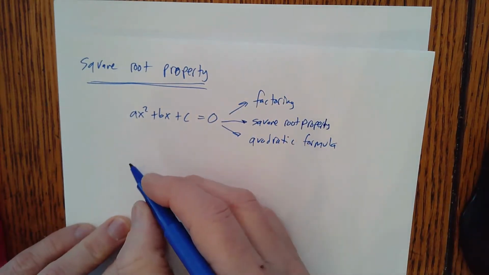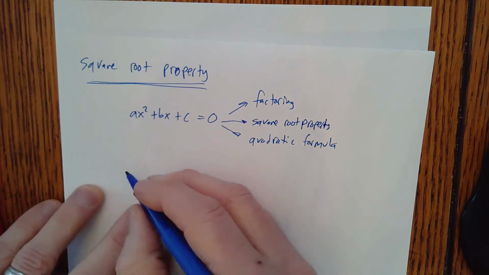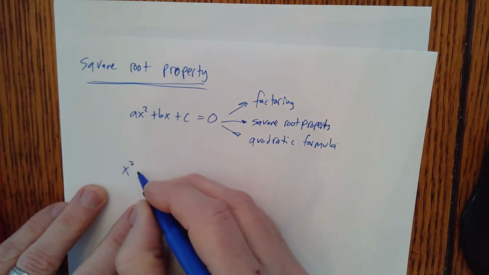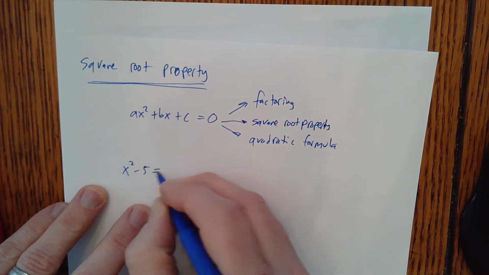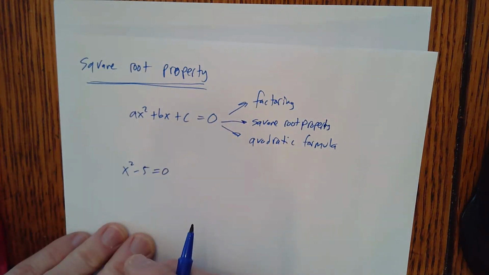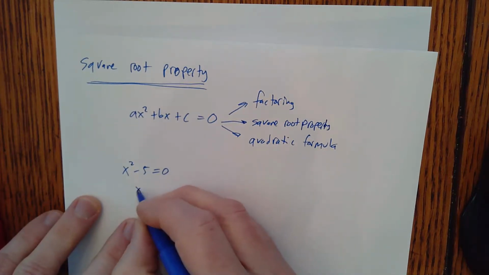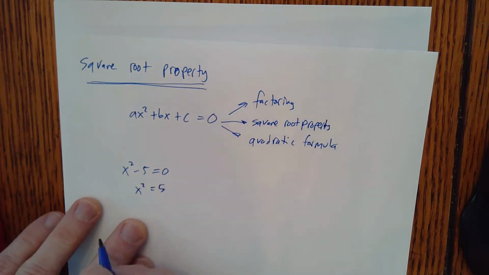So let's look at some examples where it works. The most simple example is something like this: x squared minus 5 equals 0. So that is a quadratic. It doesn't have that x term, and that makes it a good candidate here for the square root property, right?